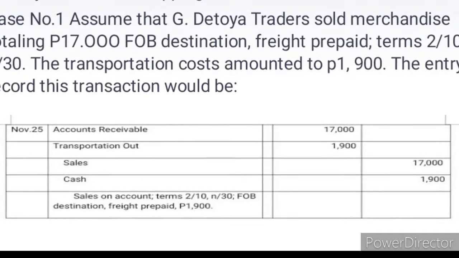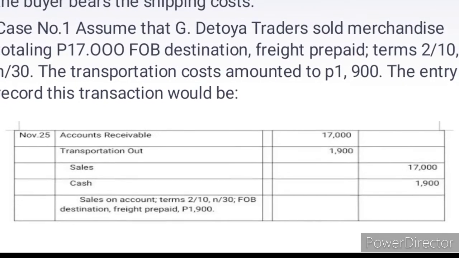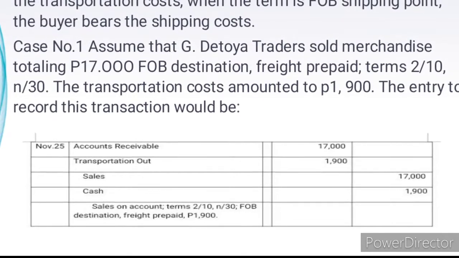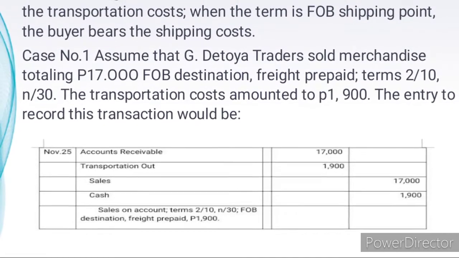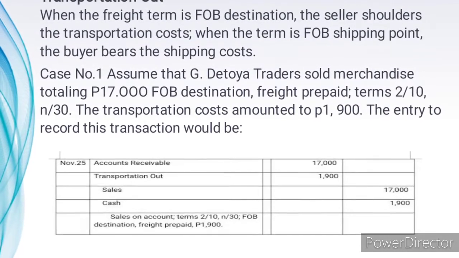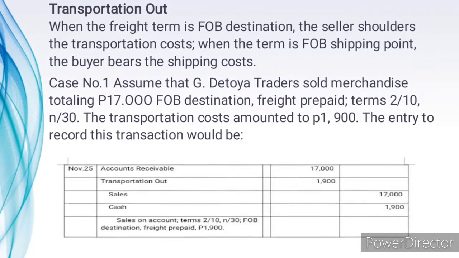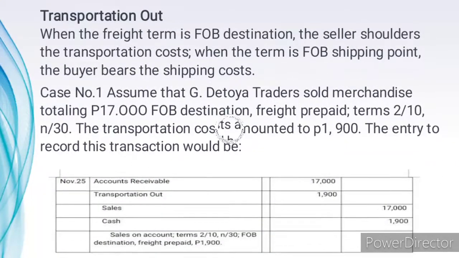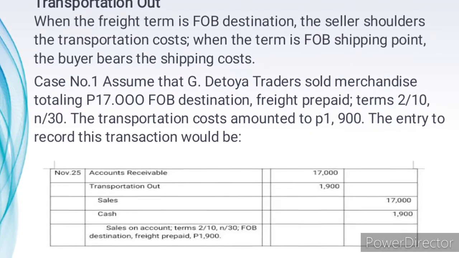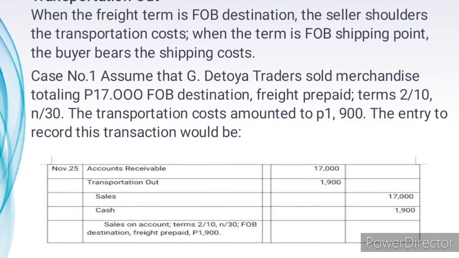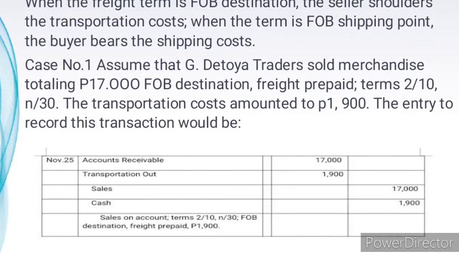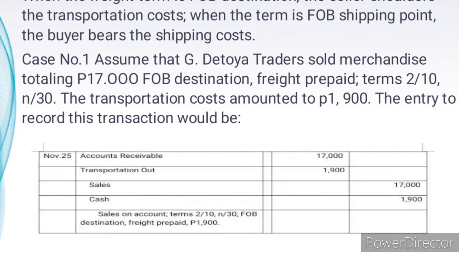Let's see case number 1. Assume that Gloria de Toya Traders sold merchandise totaling 17,000 pesos, FOB destination, freight prepaid, terms 2/10, n/30. The transportation cost amounted to 1,900 pesos. The entry to record this transaction will be, November 25 is the date. The account to record is accounts receivable. Accounts receivable is 17,000 and transportation out is 1,900, both in the debit.